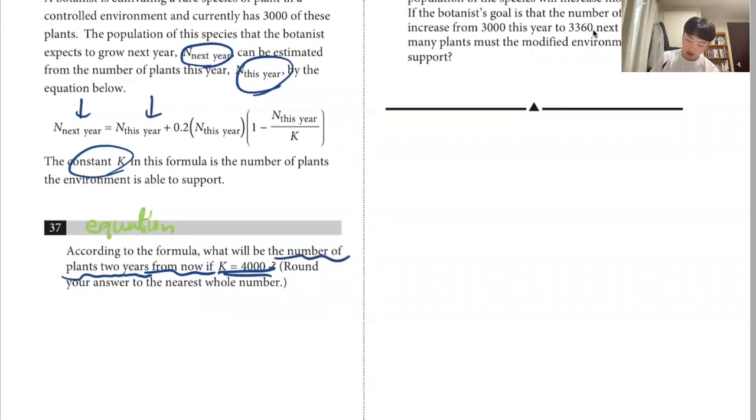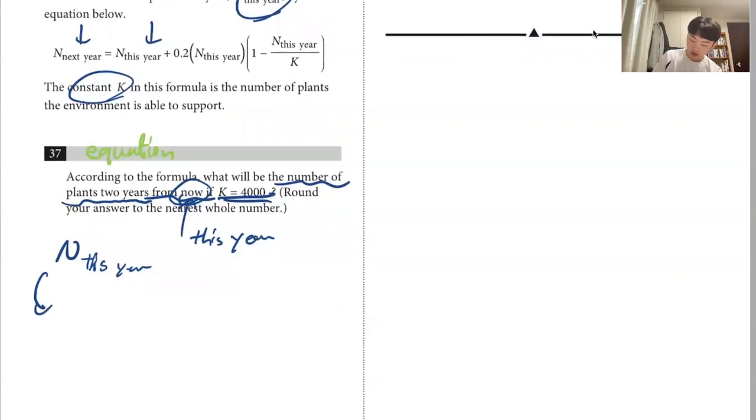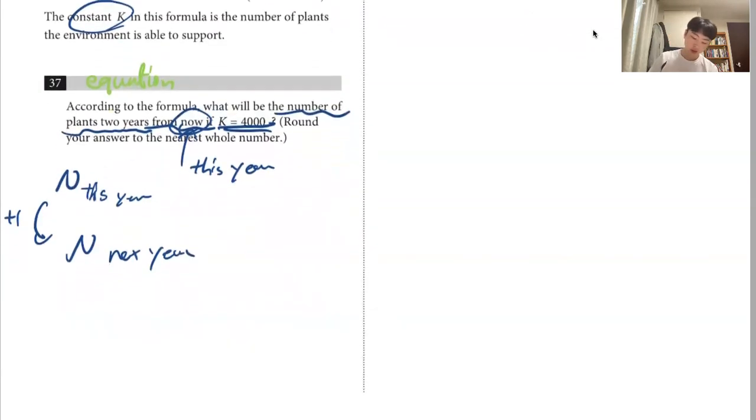So I'm going to say, from now means this year, right? So n this year, and the next year is n next year, right? But the question wants to know the number of plants 2 years from now. So we have to add one more year to the next year, which is n 2 years.